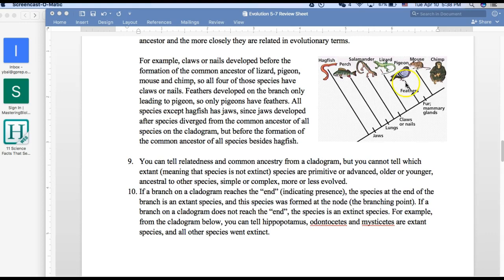They're doing different things. So if you're comparing hagfish to chimp, they are doing different things in their environment, and as long as they're fit for the environment, one is not an ancestor or more primitive or advanced to the other, or older or younger.